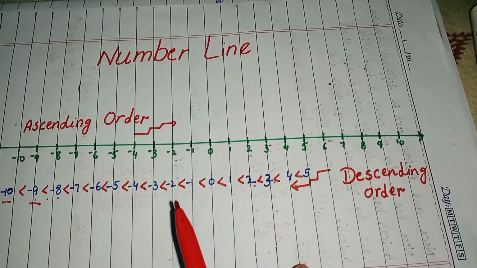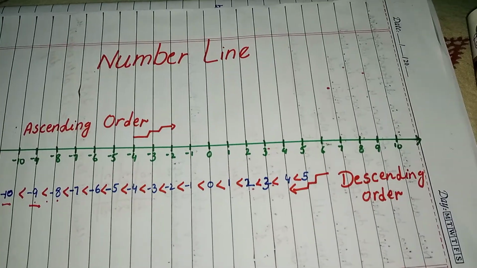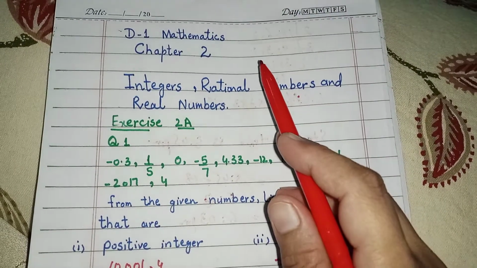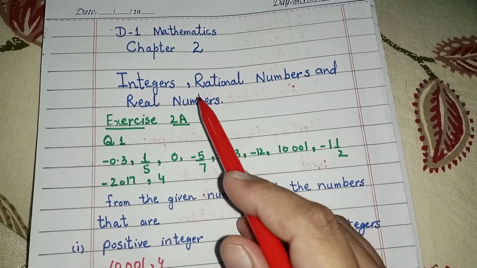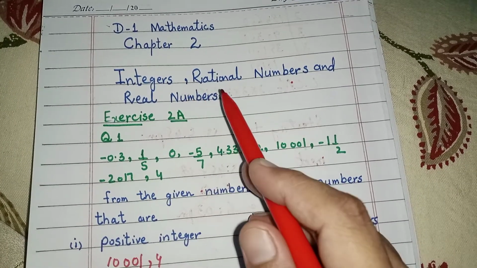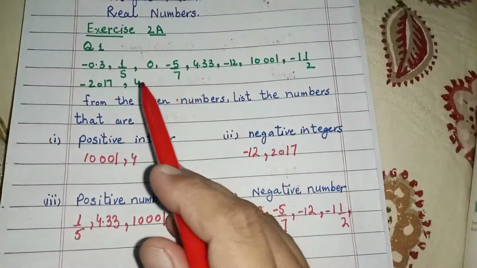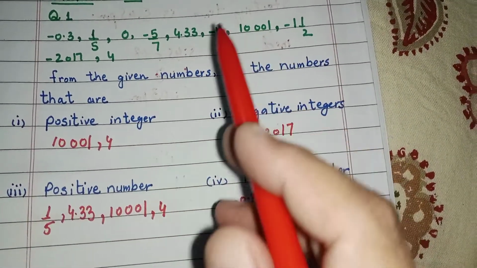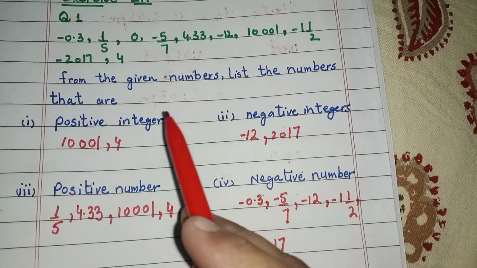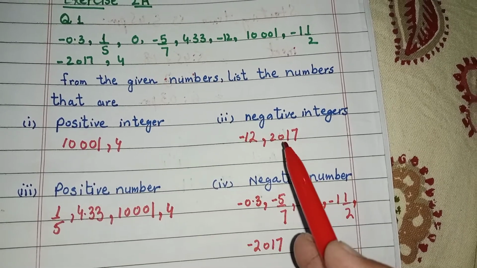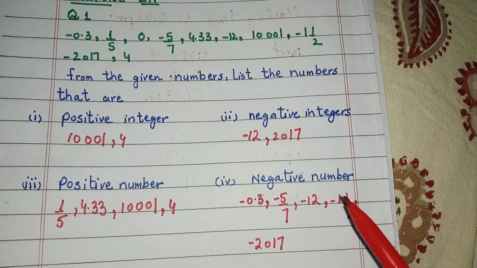So student, we are starting today's lecture. Chapter number 2. This chapter is about integers, rational numbers and real numbers. Question number 1. We have these numbers. From the given numbers, list the numbers that are positive integers, negative integers, positive numbers and negative numbers.